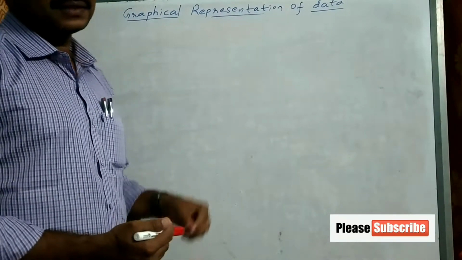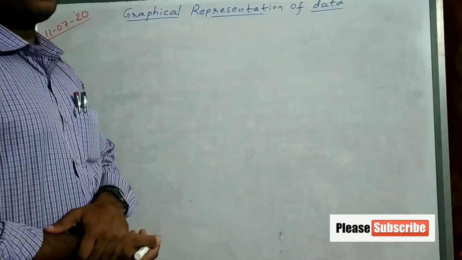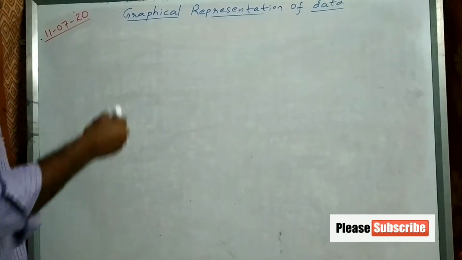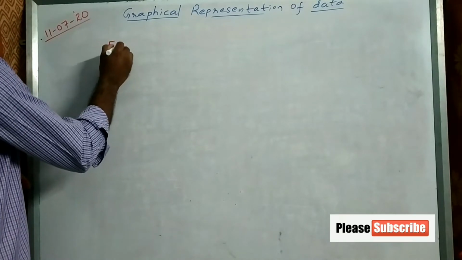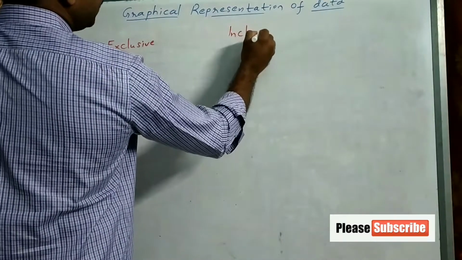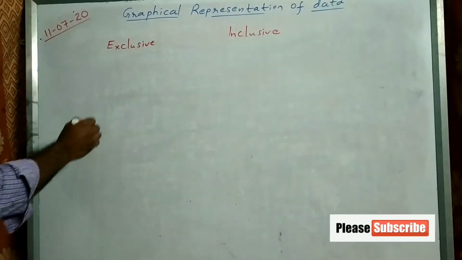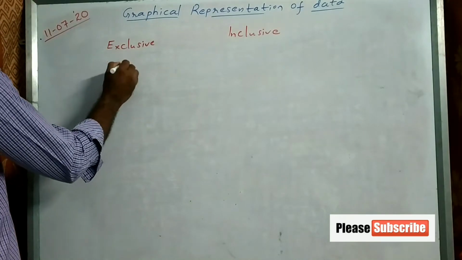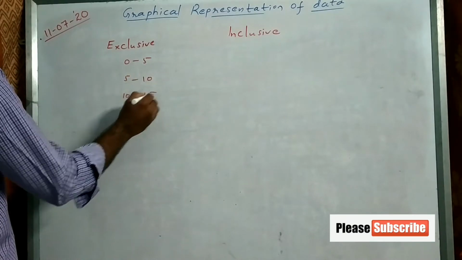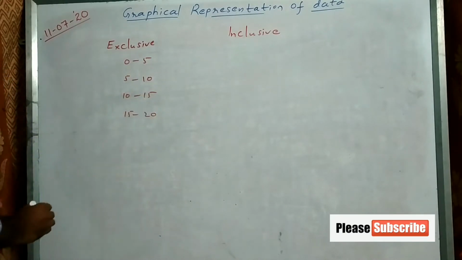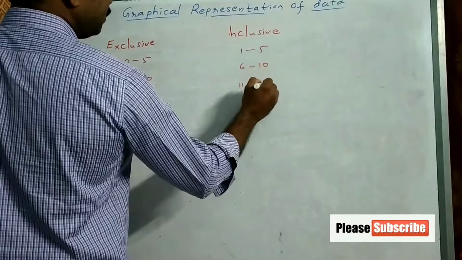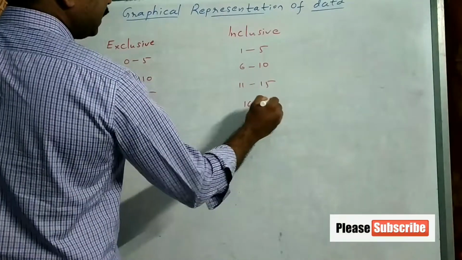In the previous class we discussed exclusive data and inclusive data. What is exclusive data? Exclusive data, inclusive data, right? You remember? Exclusive data means, for example, 0 to 5, 5 to 10, 10 to 15, 15 to 20, like this. Inclusive means 1 to 5, 6 to 10, 11 to 15, 16 to 20.